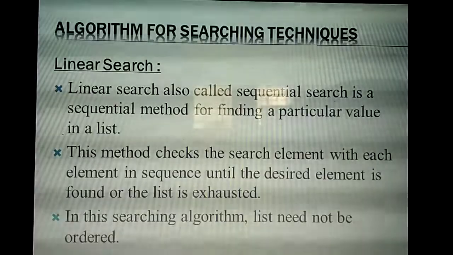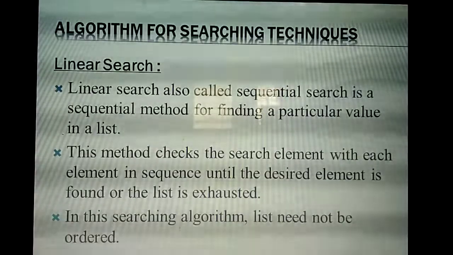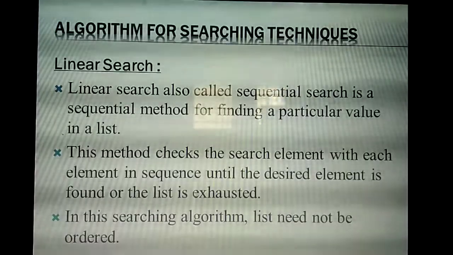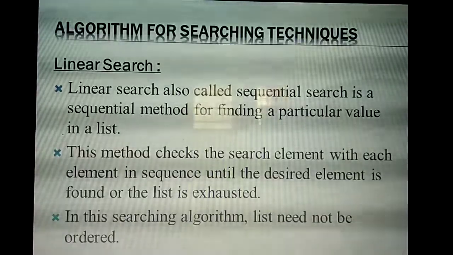Linear search is otherwise called what search? Sequential search. So for what are you using this linear search? Finding a particular value, you are going to find some value in a list. Okay, so what's the first step?